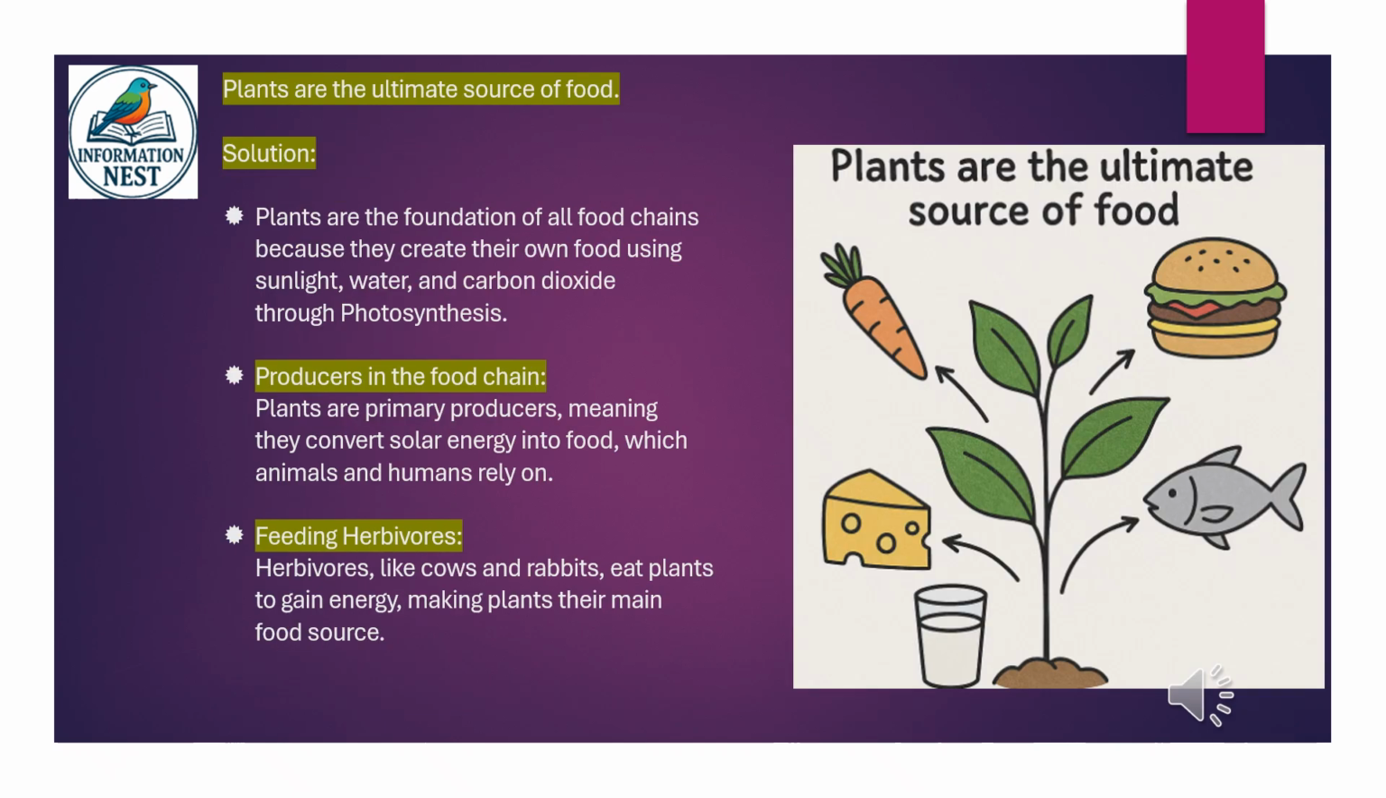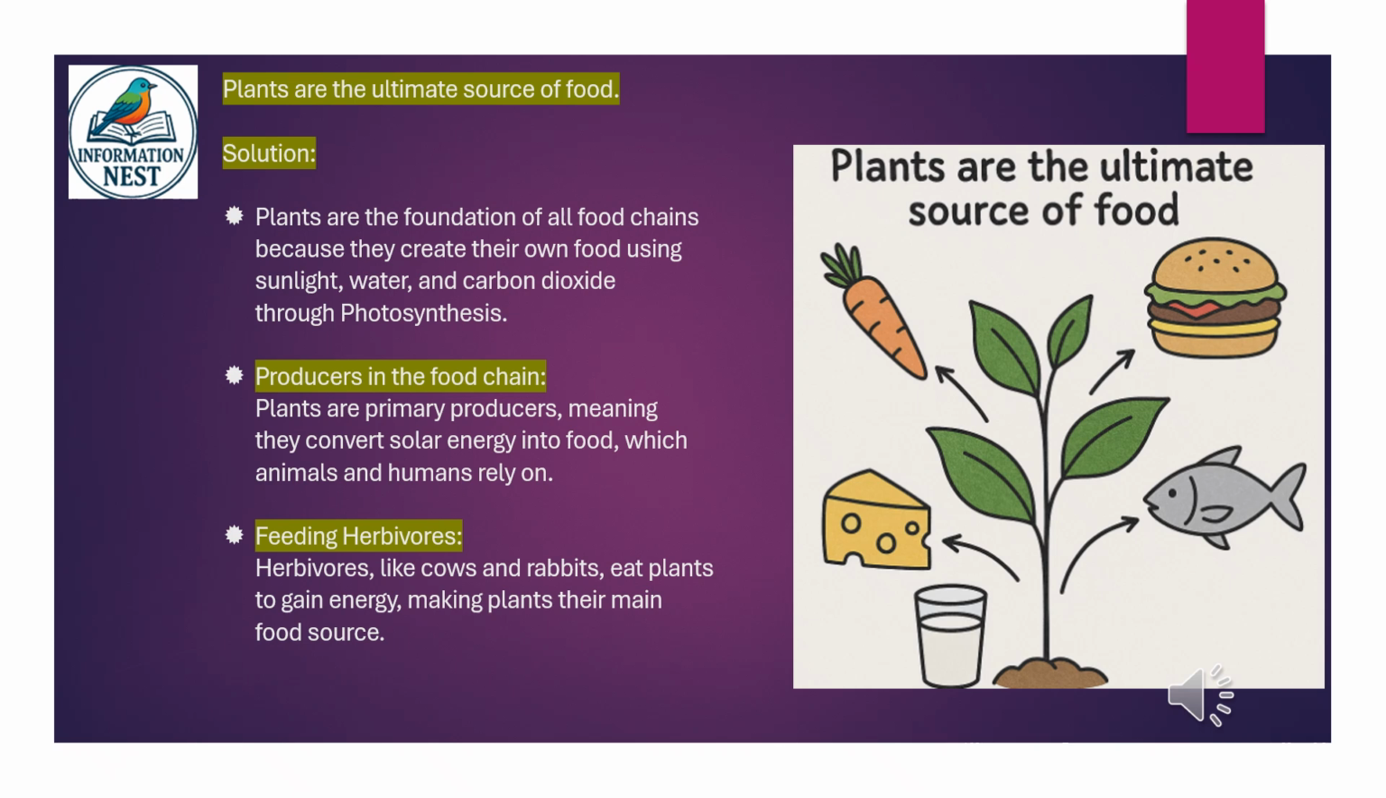Plants are the ultimate source of food. The reason is they are the foundation of all food chains because they create their own food using sunlight, water, and carbon dioxide through the process of photosynthesis. Not only that, they are the producers in the food chain.